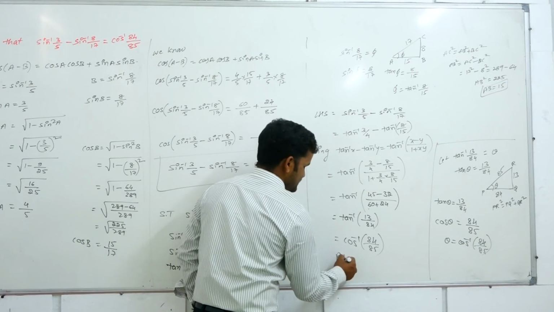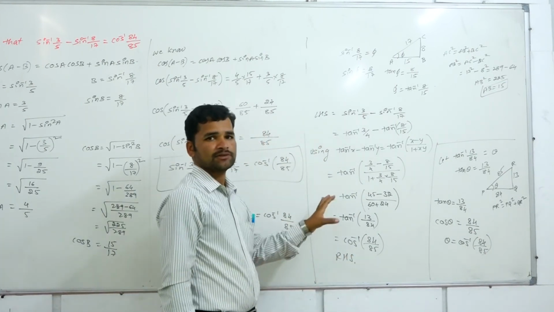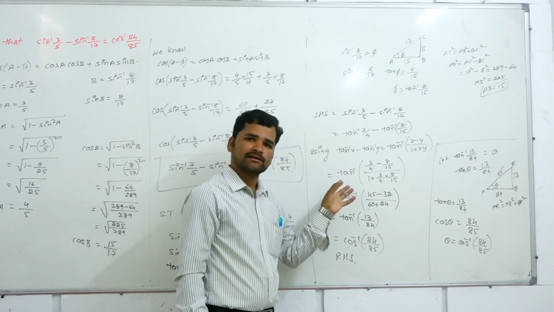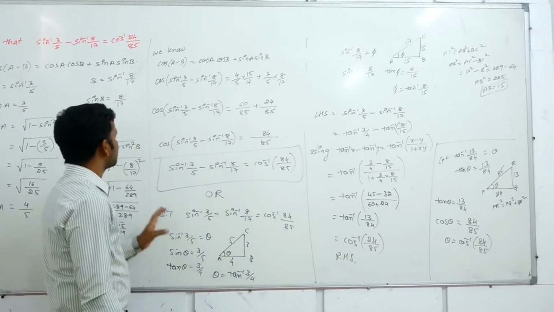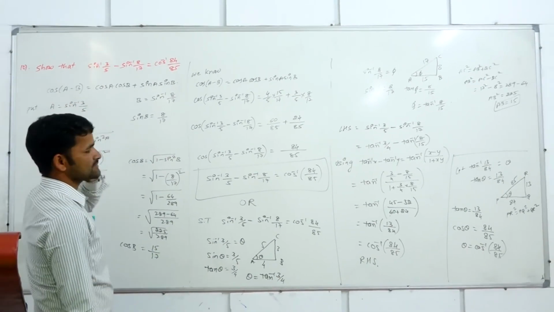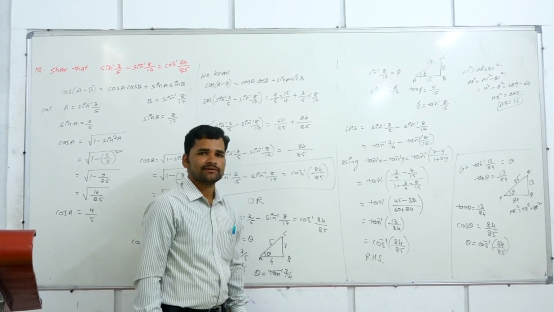This is the RHS. It takes simple steps here, but the calculation behind is somewhat huge. We can follow the method you feel is easy. First method is this, using that cos formula, and the second method is this, using tan inverse of x formulas.